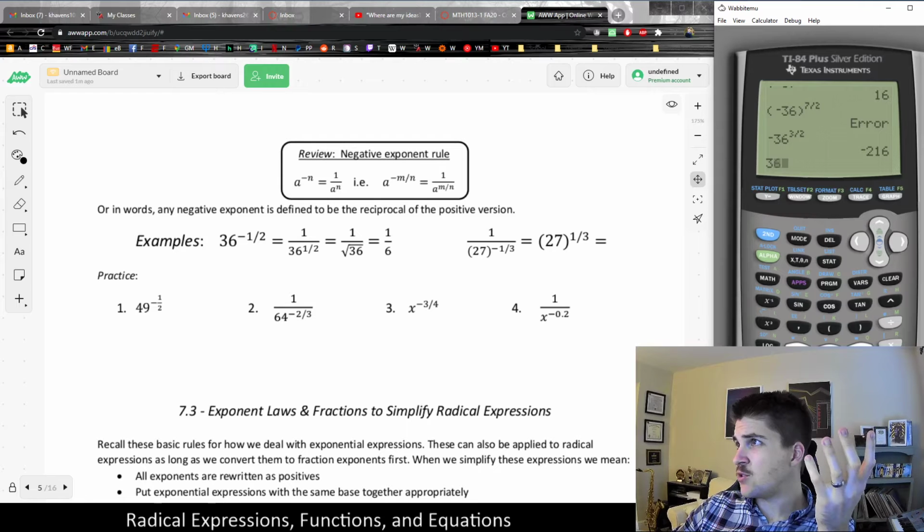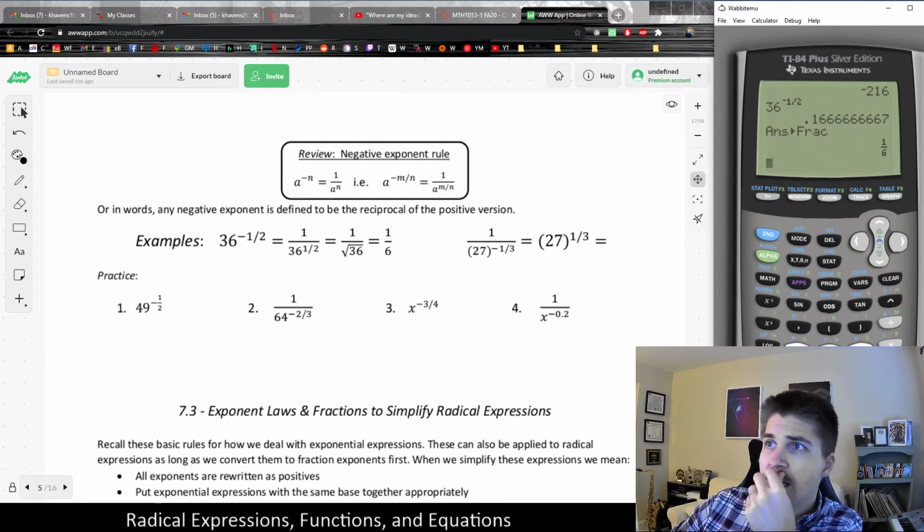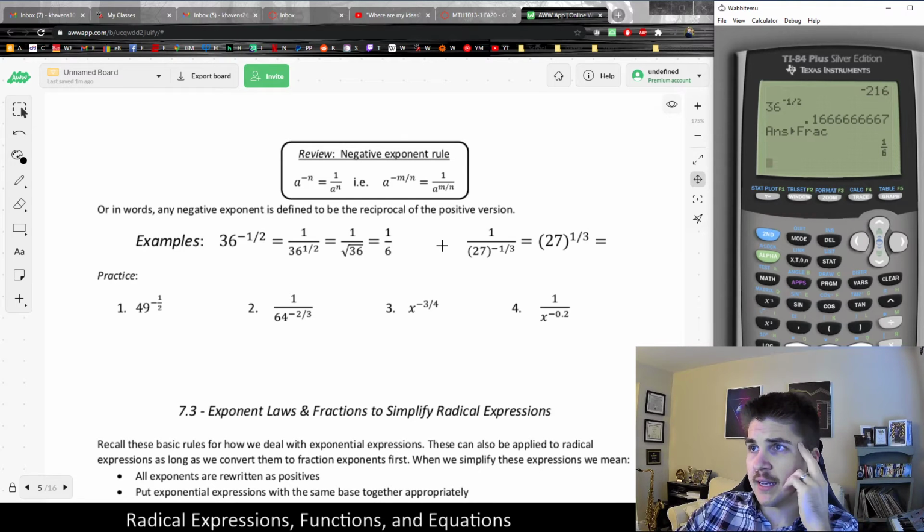And again, if you do that in your calculator, just make sure that the whole fraction is in the exponent. It will come out with 0.16 repeating, which is, if we frac that, 1/6, of course. But I digress. That's kind of the idea behind negative exponents.